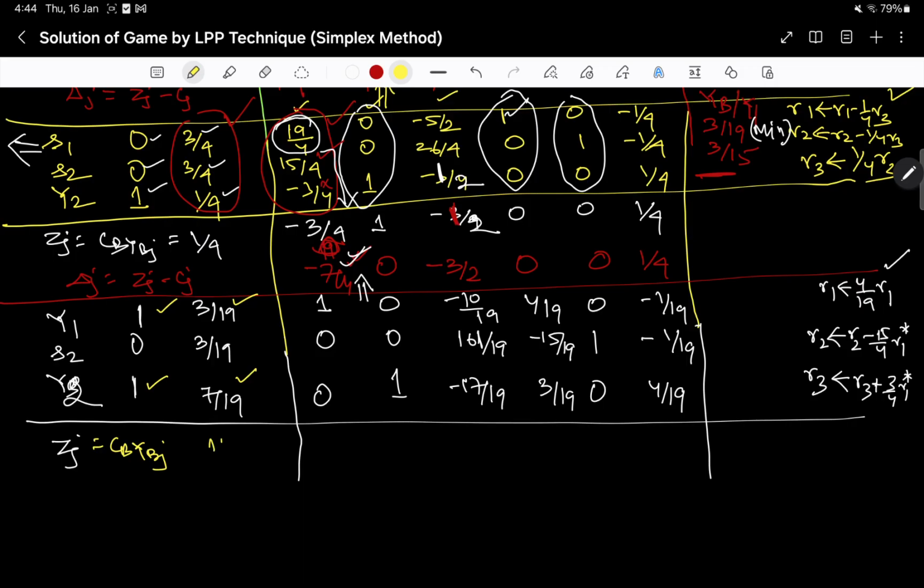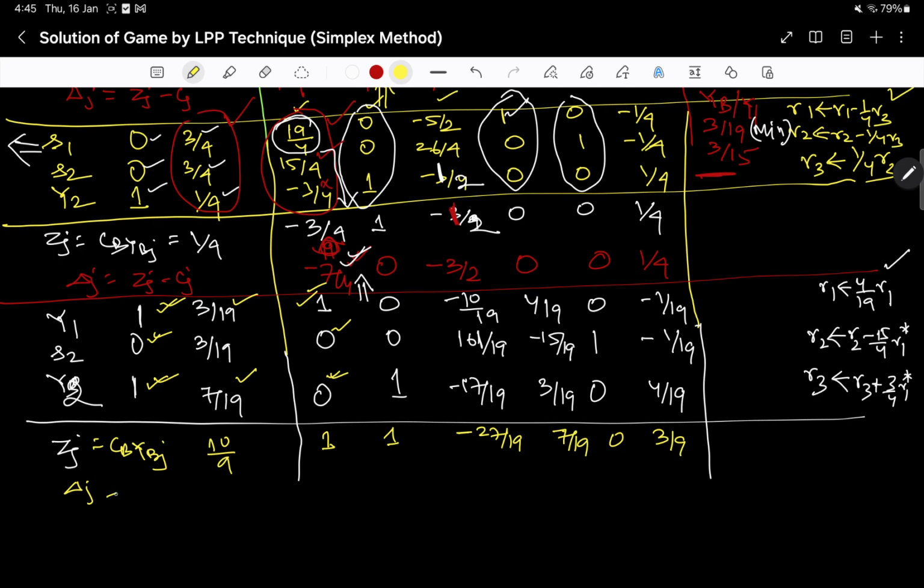So this will be my 10 by 19. Now I have this into this, plus this into this, plus this into this. So this will be my 1, and accordingly it is my 1. It is minus 27 by 19. It is 7 by 19. It is 0.3 by 19.